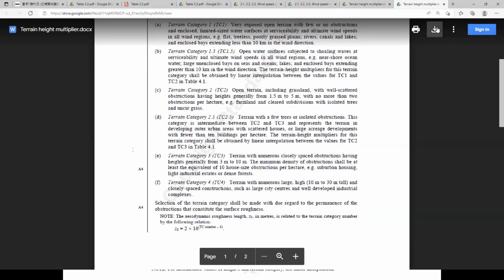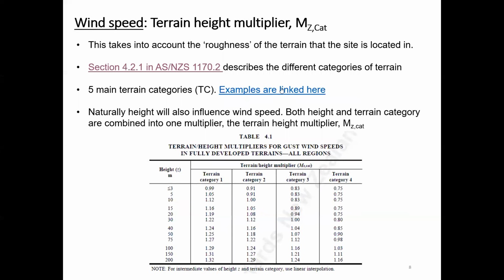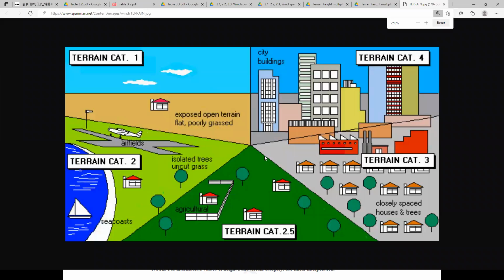Another, perhaps better, way to look at it is to look at some pictures. Let's have a look at this one. It just gives you an idea, it doesn't do it for all of them. So category 1, category 2, category 2.5. I suppose most rural areas in New Zealand would be 2.5. Category 3 is built up suburban areas, and category 4 is in the middle of a city. Obviously, as you go from 1 to 4, you can reduce your wind speed more and more, can't you?